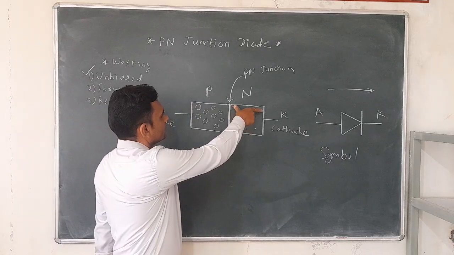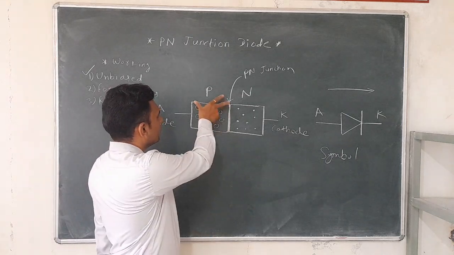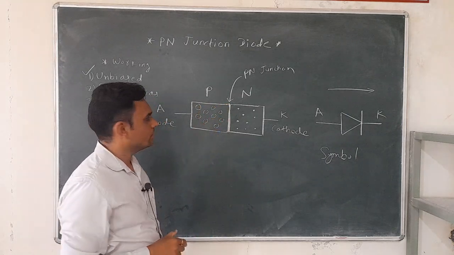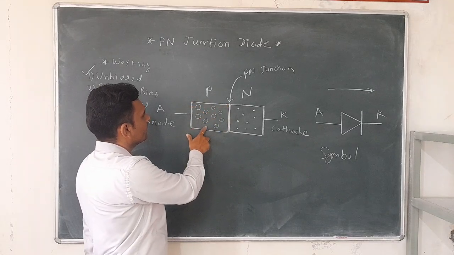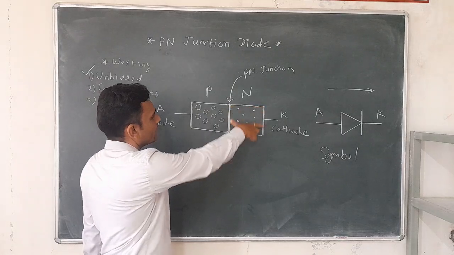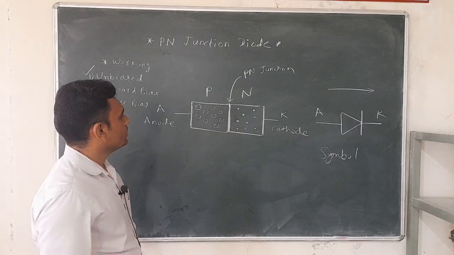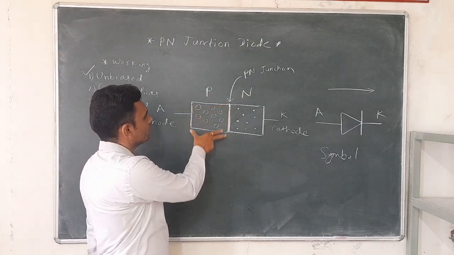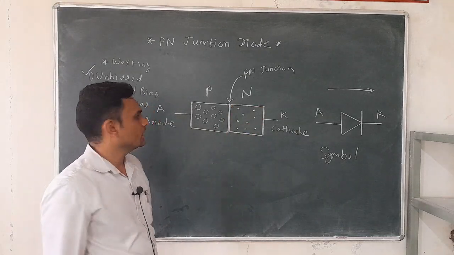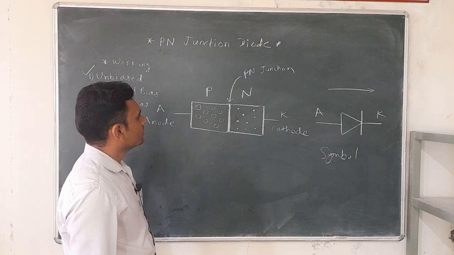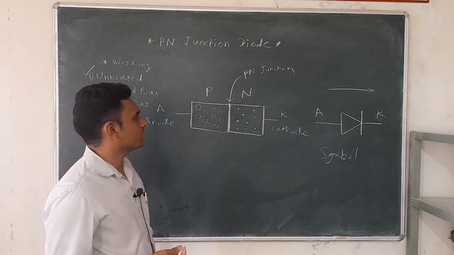Here on the n side electrons are large in number and on the p side electrons are absent, and holes are large in number on the p side and holes are absent in the n layer. So the concentration of holes is more on the p side and the concentration of electrons is more on the n side. Charge carriers always move from the high concentration region to the low concentration region.